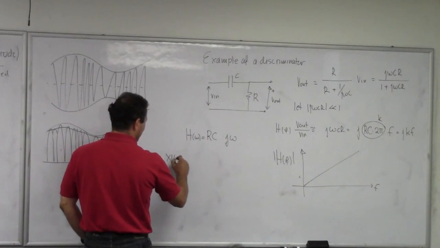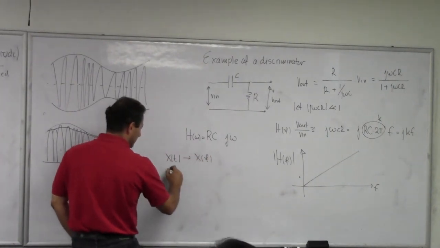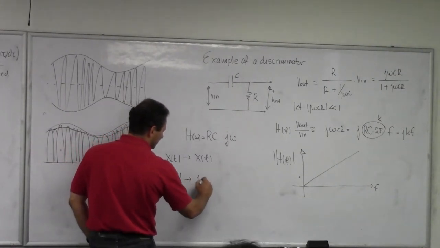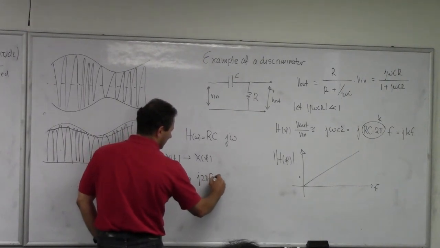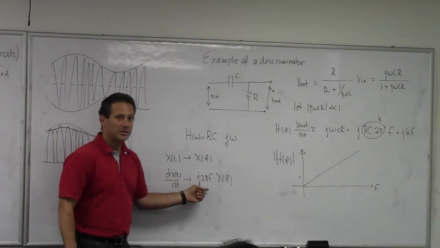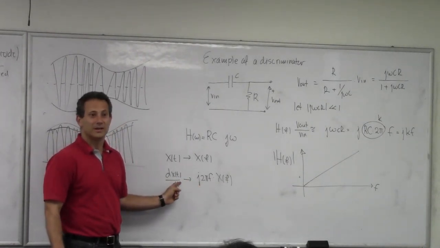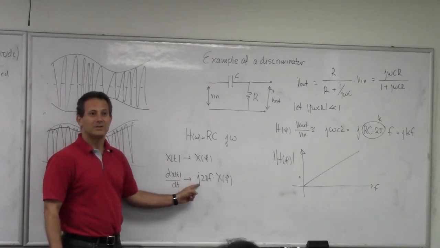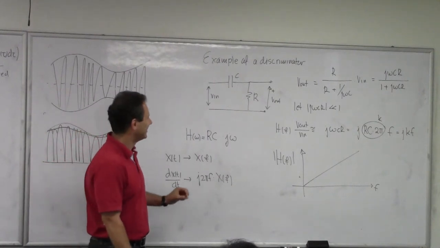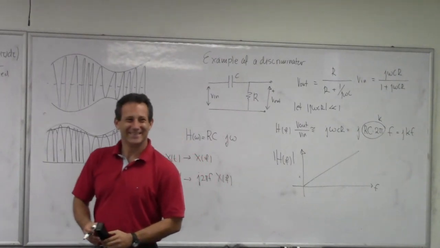If x of t has a Fourier transform x of f, then dx of t over dt has a Fourier transform j 2 pi f times x of f. So, multiplying by j omega in a frequency domain is a differentiation in a time domain. If I divide by j omega, what is it that I'm doing in time? Integrate. Okay, you knew that, right? So I kind of lucked out, right? Divide by 5 points.